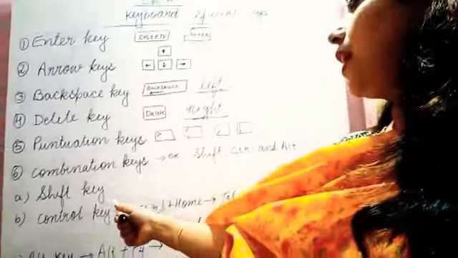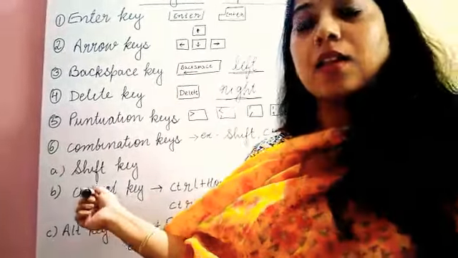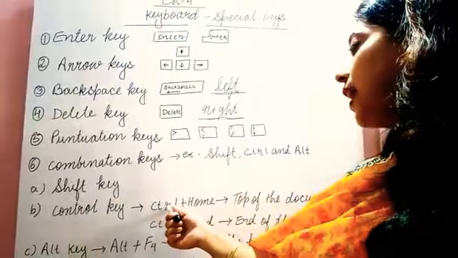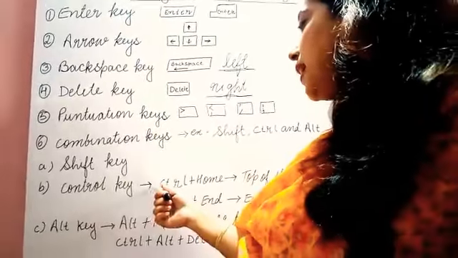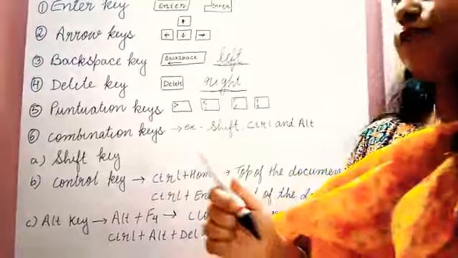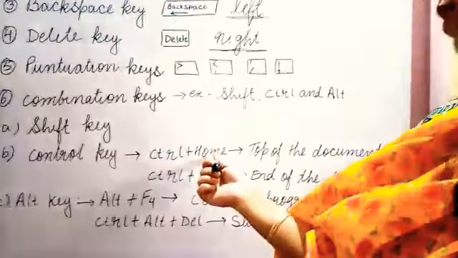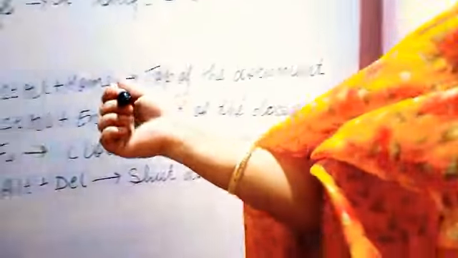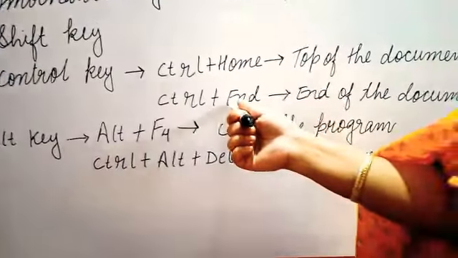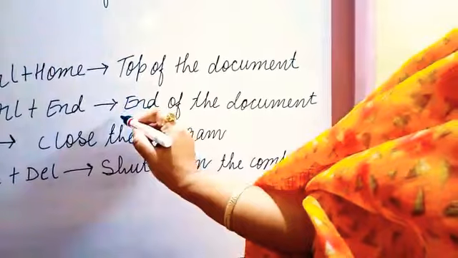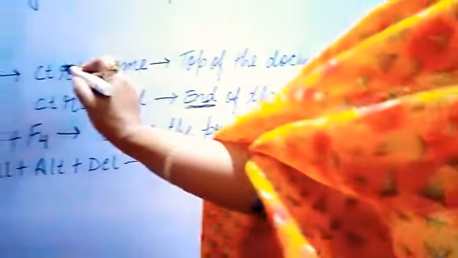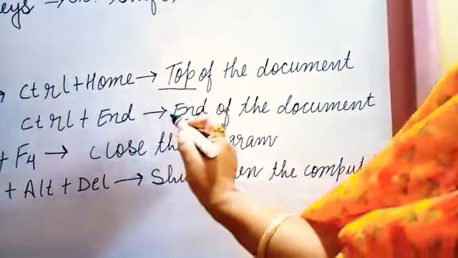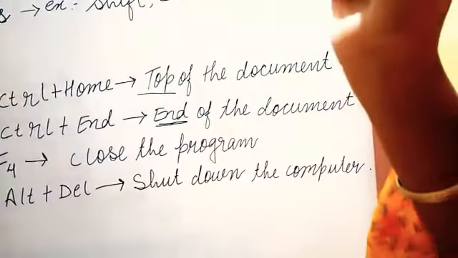Now after the shift key, let's come to the control keys. Control keys are marked as CTRL. If you press Control plus Home, the cursor will move to the top of the document. And when you press Control plus End, it will move to the end of the document. See, Control plus Home will move to the top of the document. Control plus End will move the cursor to the end of the document.